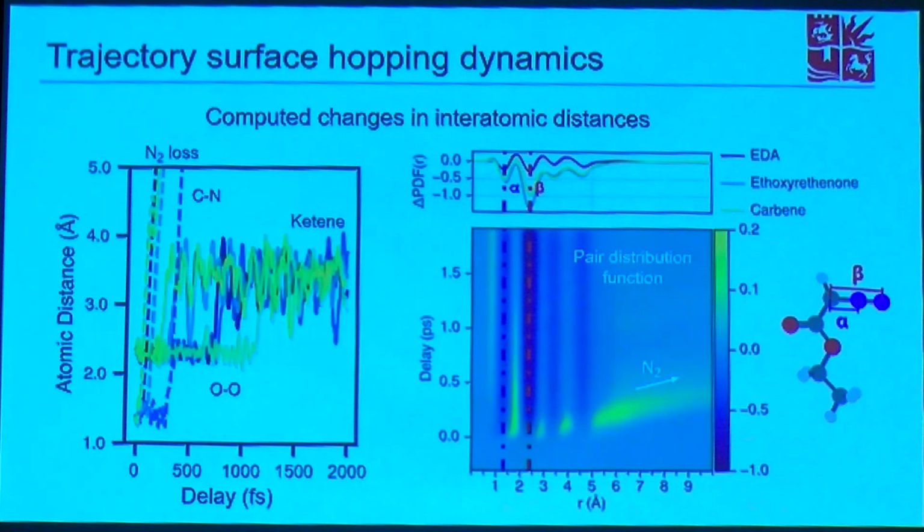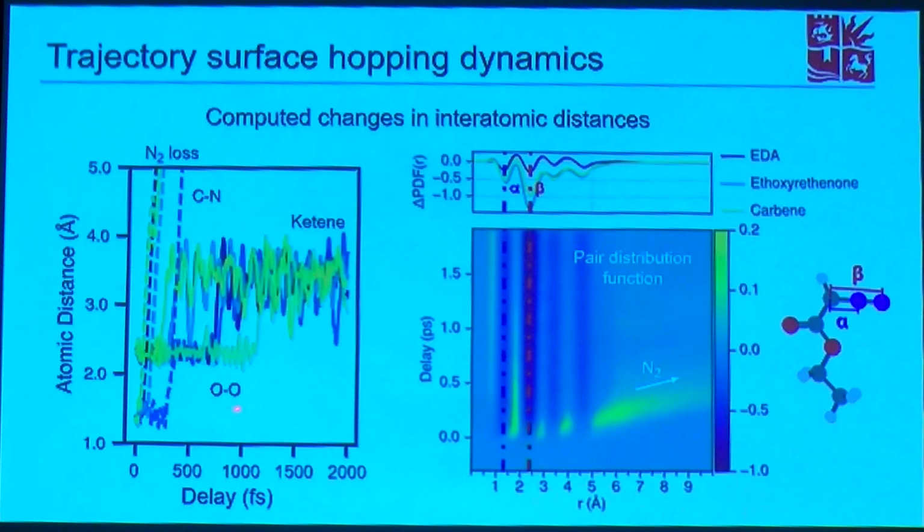We can analyze trajectories and plot them out in this form here. So these are various interatomic separations as a function of time. So what you can see here, the dashed lines are carbon-nitrogen distances. So this carbon to one of these nitrogens. And there's this very rapid initial jump, which is the loss of the N2 from the molecule. And then the molecule evolves in time as shown about here.